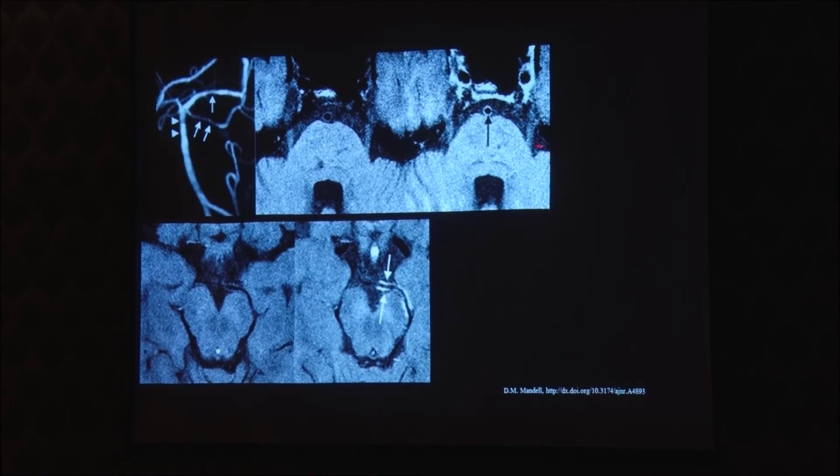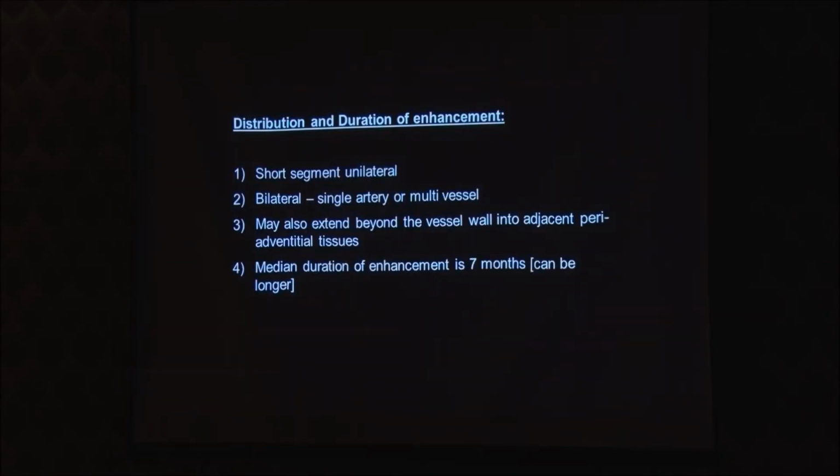If you see here, this is the T1 post-contrast. Clearly, there is circumferential thickening and wall enhancement of the basilar artery as well as the PCAs. So in vasculitis, what we see is it can be short segment, unilateral or bilateral, single artery or multiple vessel. It generally can extend into the periadventitious tissue as well.